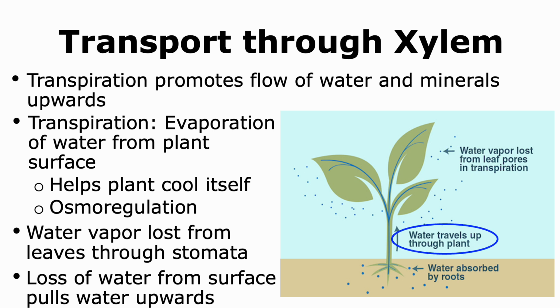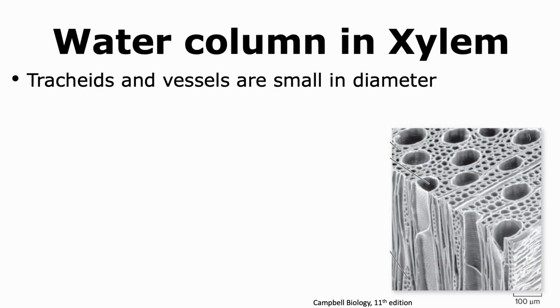The loss of water from the surface pulls the water upwards, similar to how water rises when it is sucked through a straw. This upward pull promotes the absorption of water by the roots. In fact, in a plant, there is a continuous water column formed in the xylem. This continuous water column is formed due to certain properties of the xylem as well as of water.